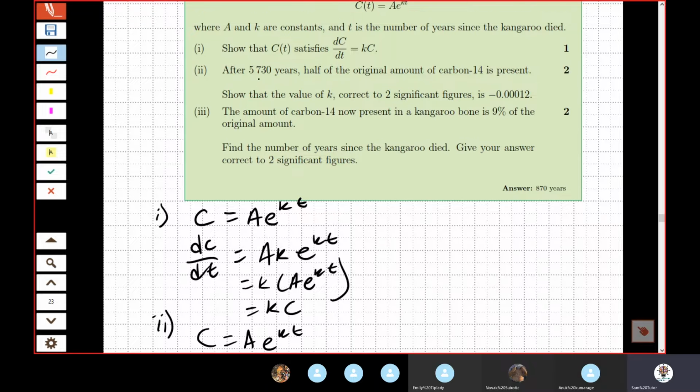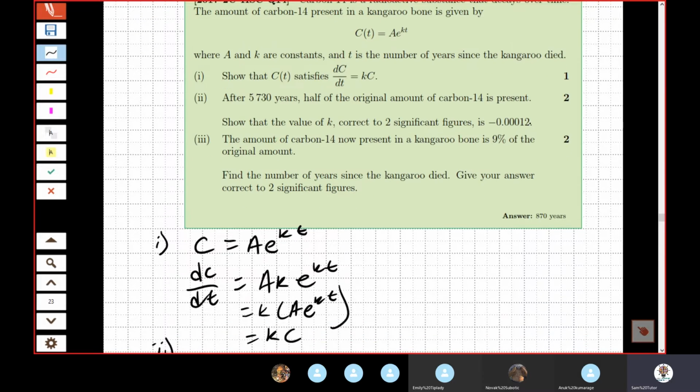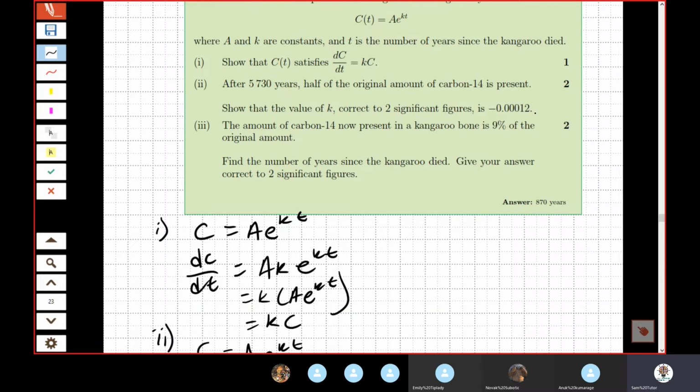After 5,730 years, half of the original amount of carbon-14 is present. Show that the value of k corrected to 2 sig figs is negative 0.00012. Oh, very nice of them that year. What year? 2017. They actually said show that, that's 2 sig figs. It would have been nice to say just find it to 2 sig figs and see if students actually knew how to write it to 2 sig figs. But anyways, they were nice.